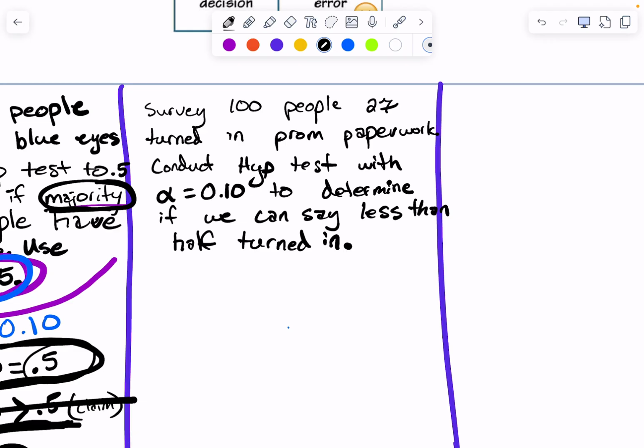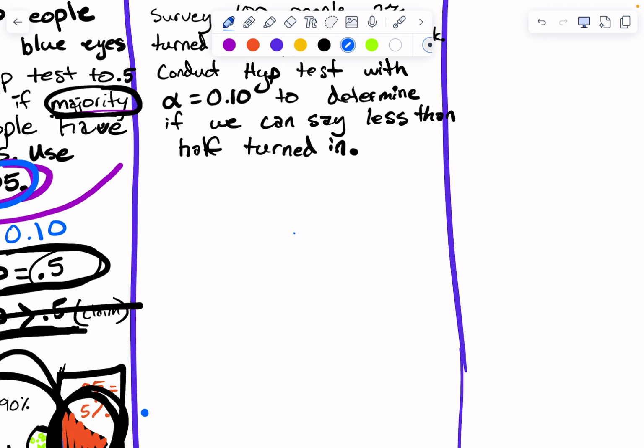Okay, so here's my data. All right. Step number one, we have to do our hypotheses. So H naught, H1.